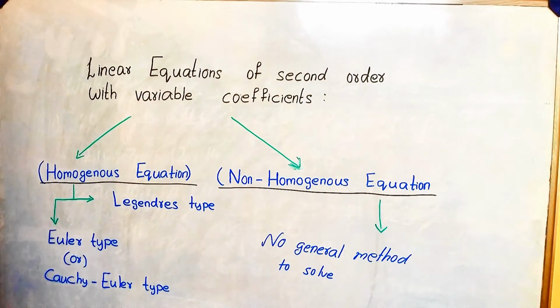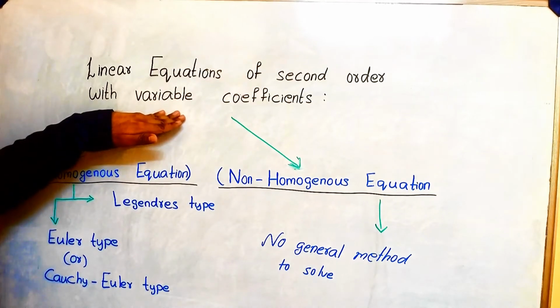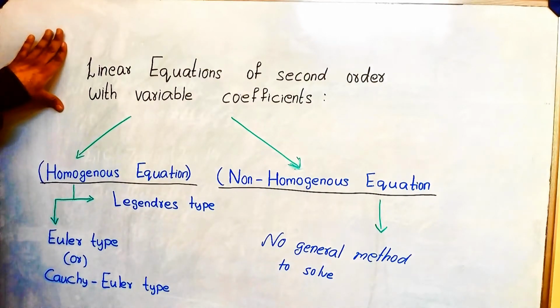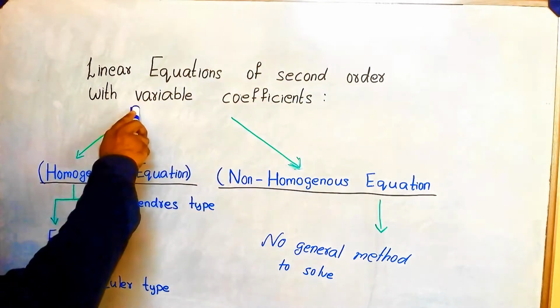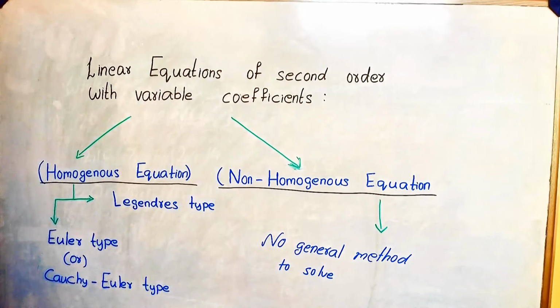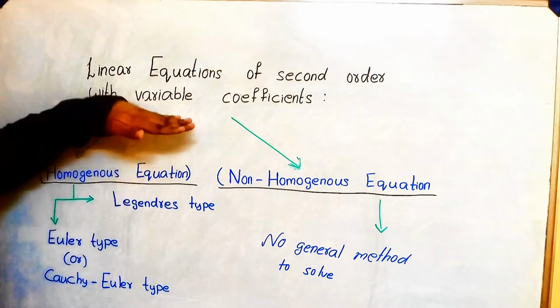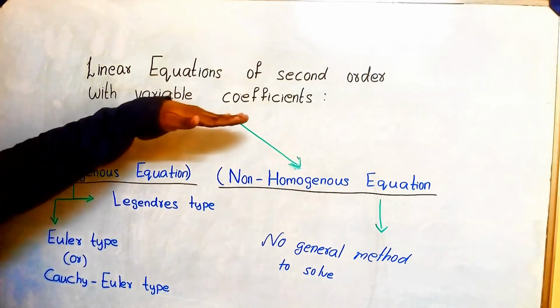So now let's begin with linear equations of second order with variable coefficients. In the earlier classes, when we explained module 1 and module 2, we have seen linear equations of second order with constant coefficients. Because the coefficient is the same when we found the method of variation of parameters or the RHS values, we have the constant coefficient. But here we are having the variable coefficient, meaning the coefficient is not constant, it varies.